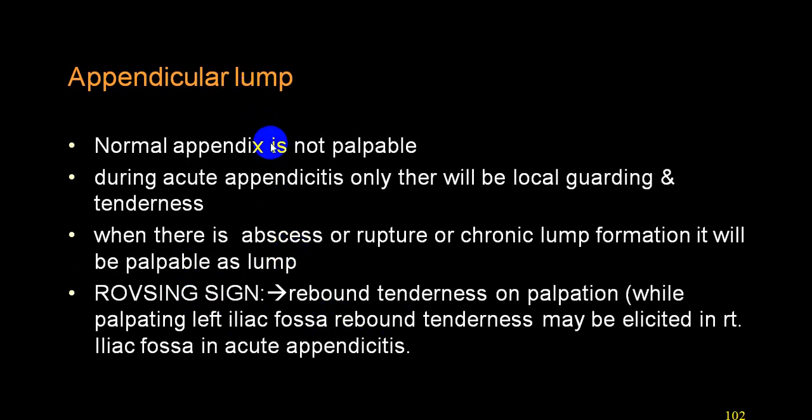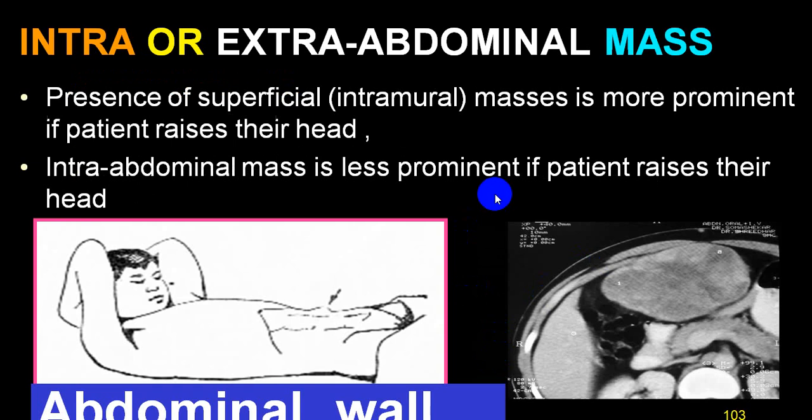Appendicular lump may be palpable in the right iliac fossa and you can have a Rovsing sign positive. In a retrocecal appendix, you will have an iliopsoas sign positive. Sorry, in a retrocecal, iliopsoas sign will be positive and in a pelvic, obturator sign will be positive. And we have already shown you the difference between intra-abdominal and extra-abdominal mass.